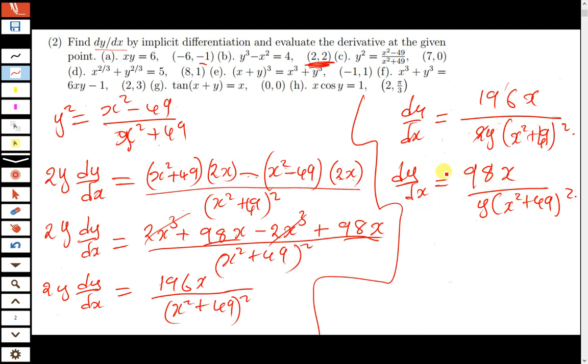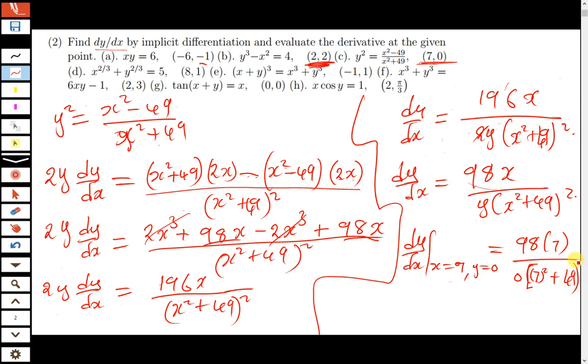So this is simple. This is how you find your dy dx using this expression. So now we find dy dx at this point. So dy dx when x is equal to 7 and y is equal to 0, we just replace what you have here. The value of x, you put it where there is x, and then the value of y, you put it there. Of course, when you look at this, it will be undefined because of this 0 here.